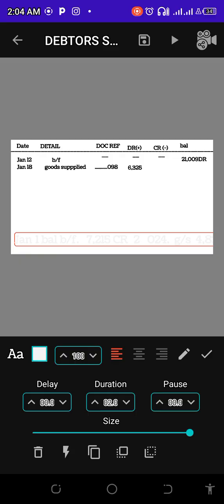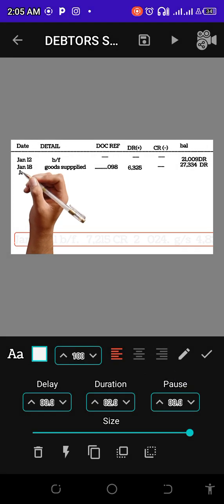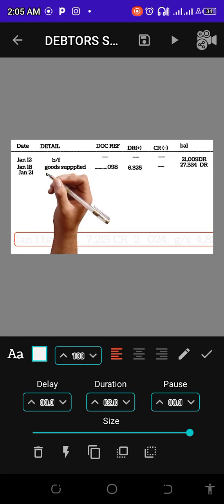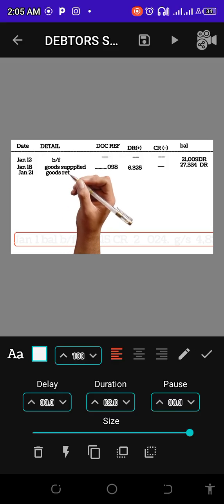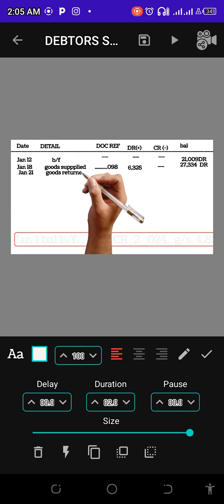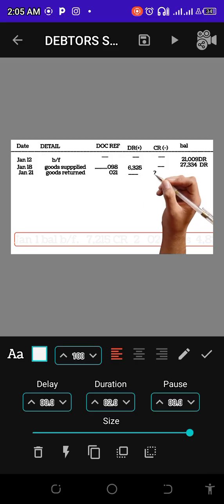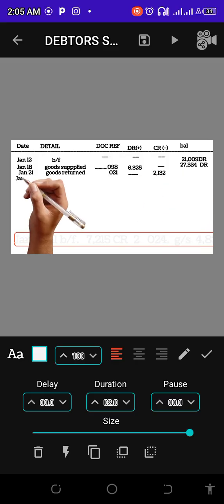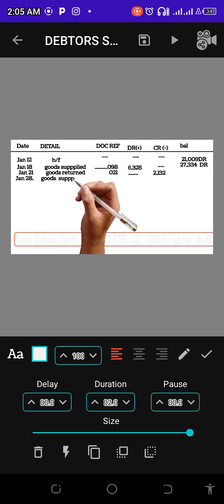Now the next thing we are going to do is the transaction of the 21st, which is goods return. Goods return is 3,132. Goods return is going to be by the credit side, and the invoice reference is given. 3,132. And when you reduce it from 27,334, you have the balance there.